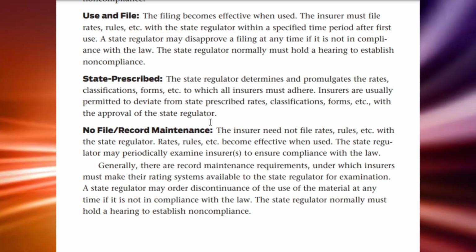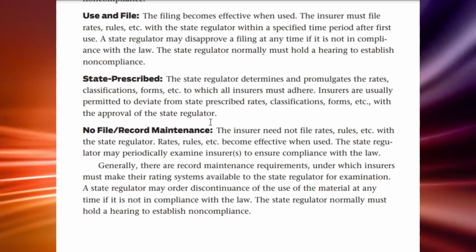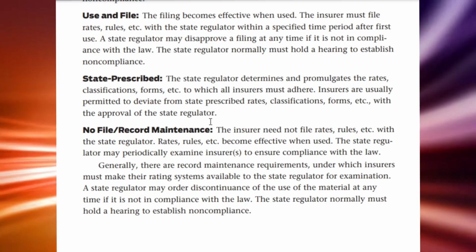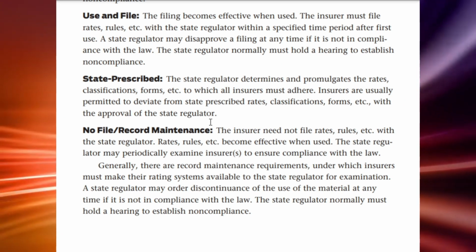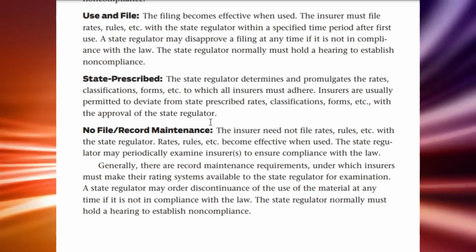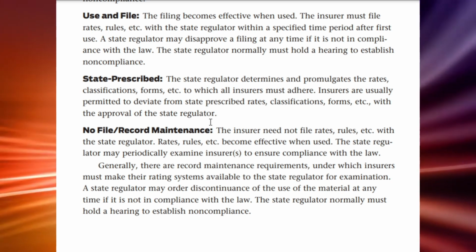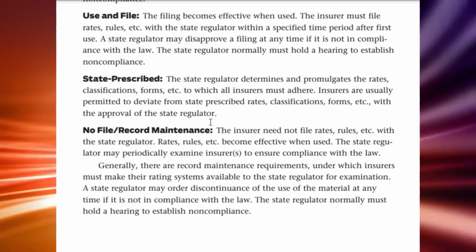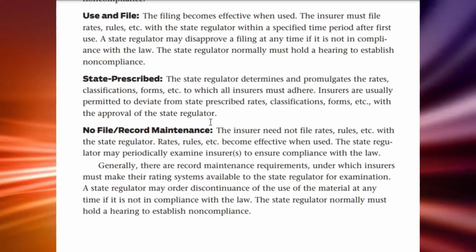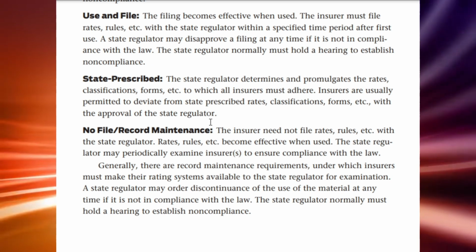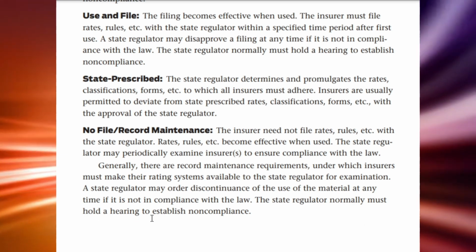No-file, record maintenance. The insurer need not file rates, rules, etc. with the state regulator. Rates, rules, etc. become effective when used. The state regulator may periodically examine insurers to ensure compliance with the law. Generally, there are record maintenance requirements under which insurers must make their rating system available to the state regulator for examination. A state regulator may order discontinuance of the use of the material at any time if it is not in compliance with the law. The state regulator normally must hold a hearing to establish non-compliance.